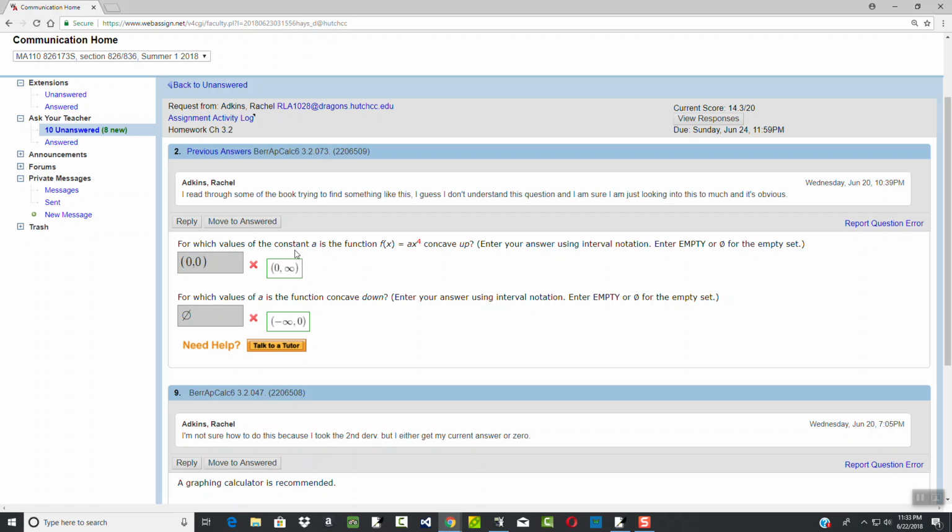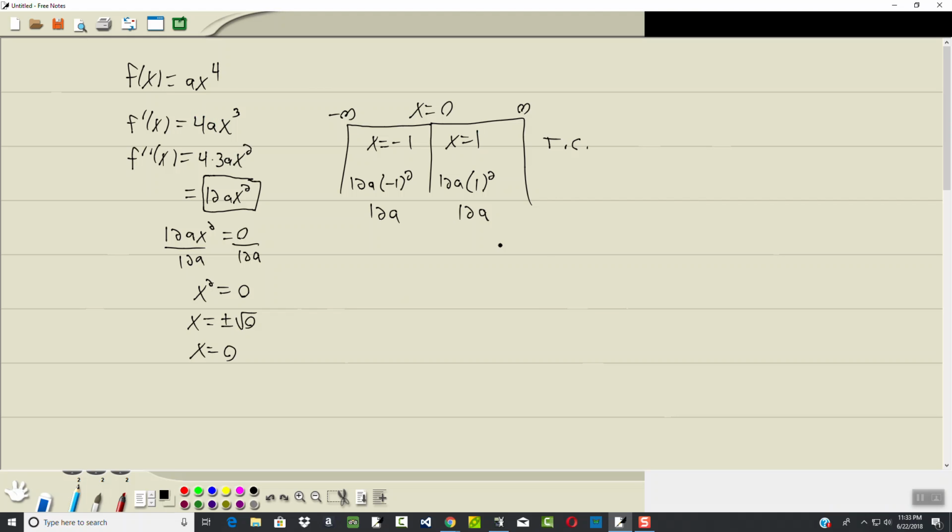For what values of the constant a is the function concave up? Or for which is it concave down? Concave up means we want a positive. Concave down means we want a negative. So if I think about the a here, if I plug in 0, 12 times 0 is 0, well, that's neither positive nor negative.